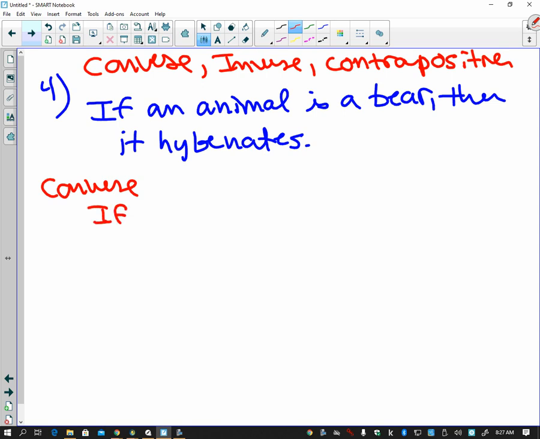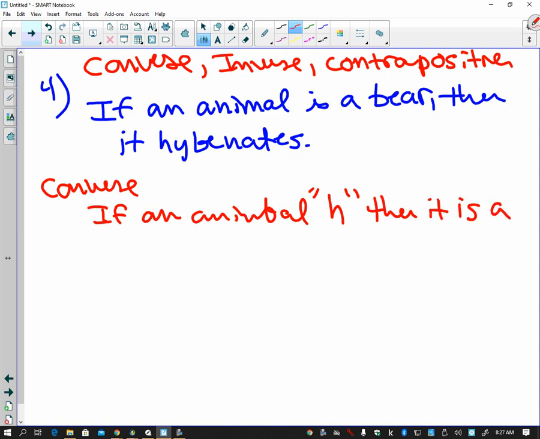Okay, if an animal hibernates, then it is a bear. Good. Okay. Inverse.